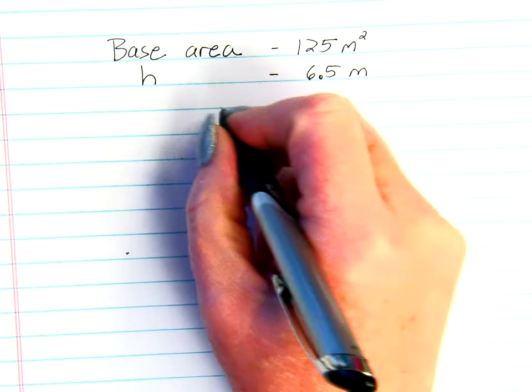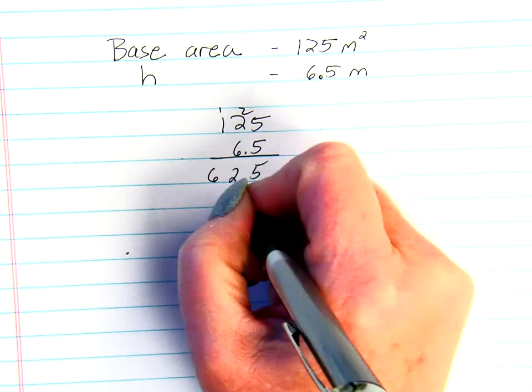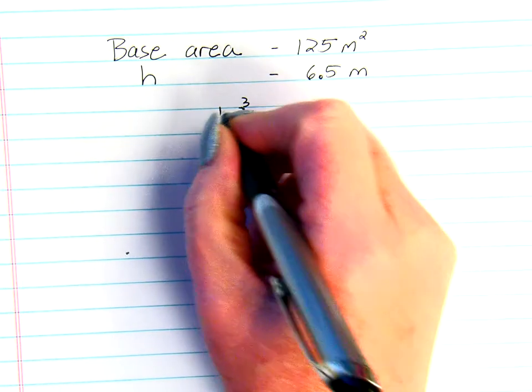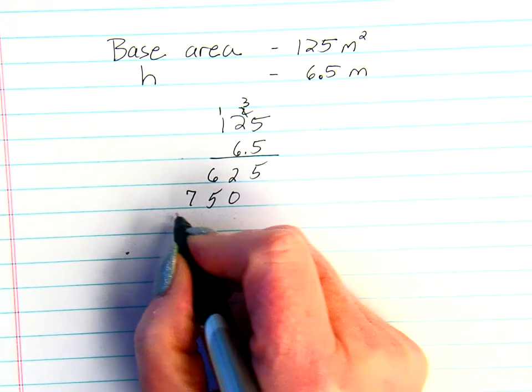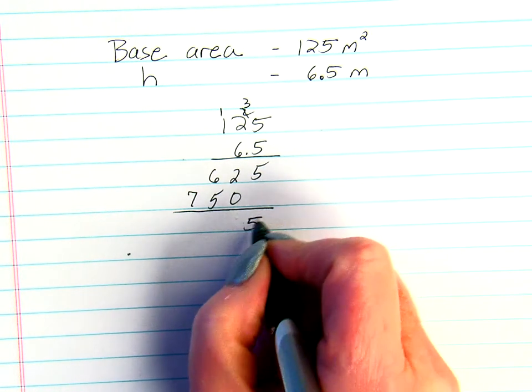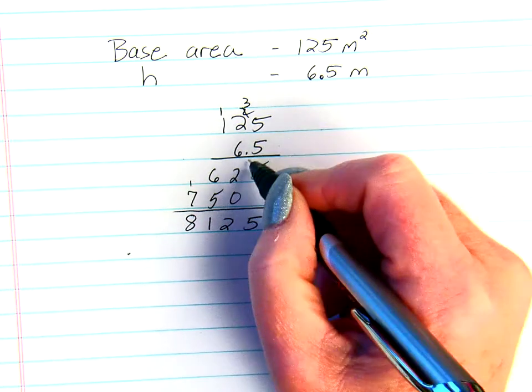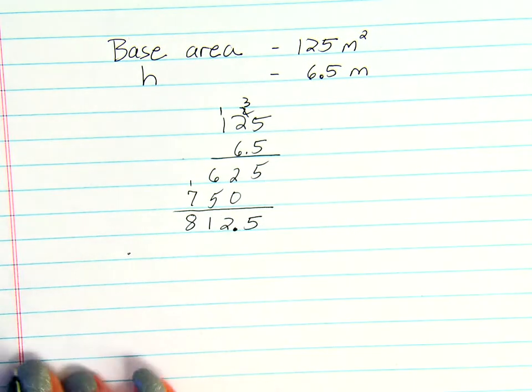2, 10, 12, times 6, 6 times 5, 30, 12, 15, 6, 7, 5, 2, 81, and we've got one decimal place, okay?